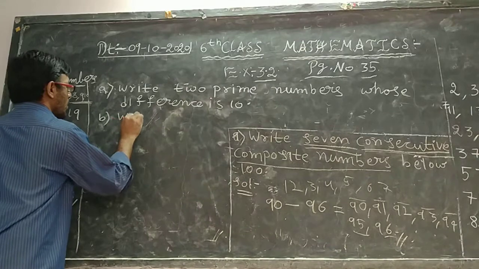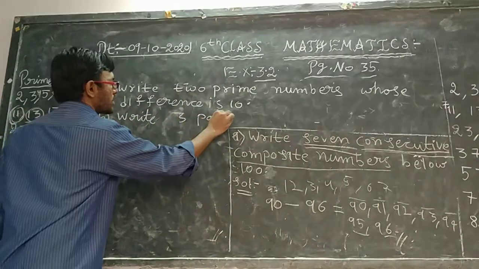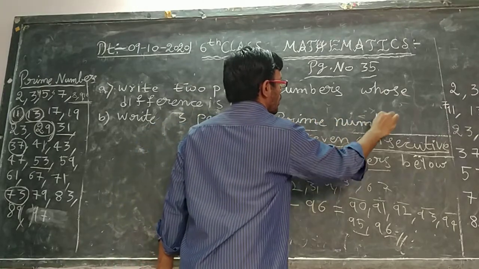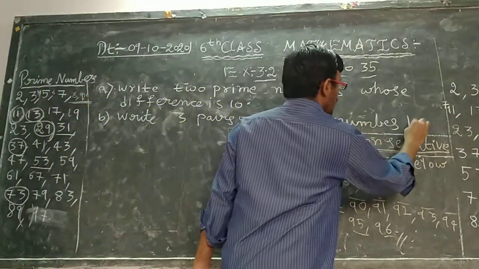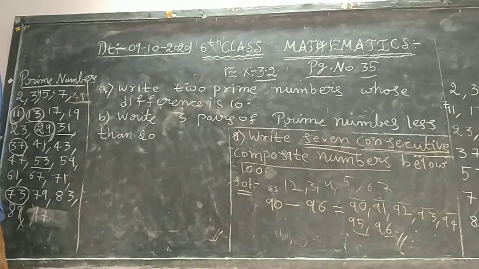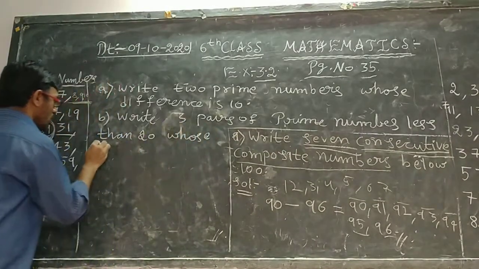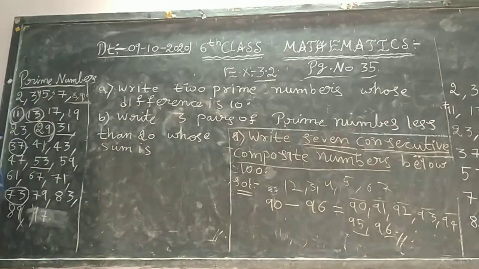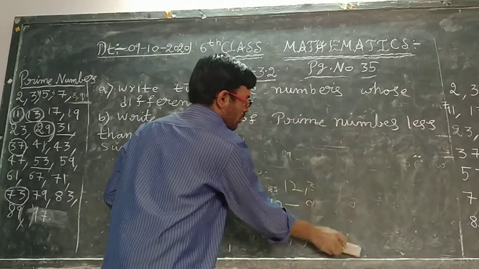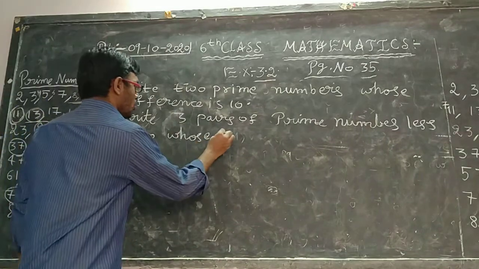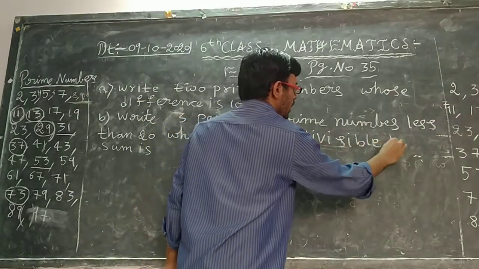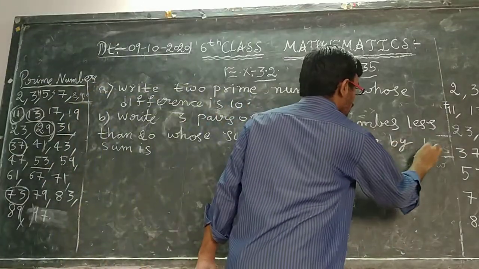Write 3 pairs of prime numbers less than 20 whose sum is divisible by 5. Okay.